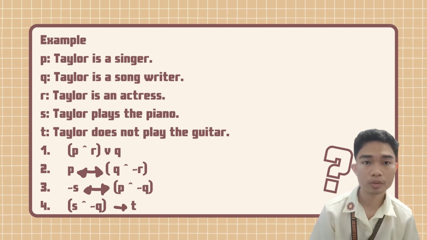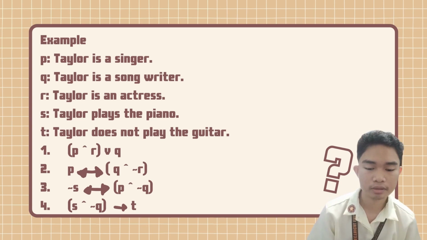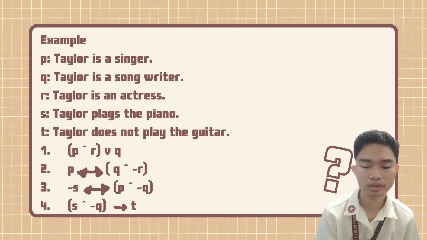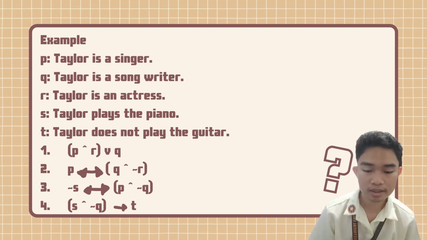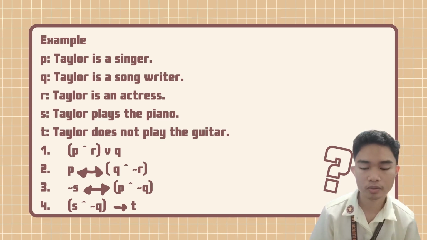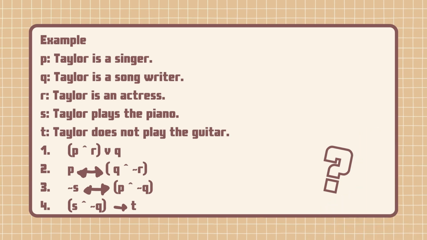So in number 2, as you can see, there is a logical connective, which is the biconditional. So let's try to answer it. So Taylor is a singer if and only if Taylor is a songwriter and not an actress. So you try to answer number 3 and 4.